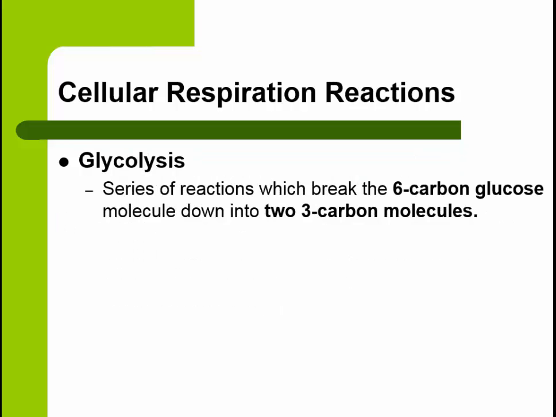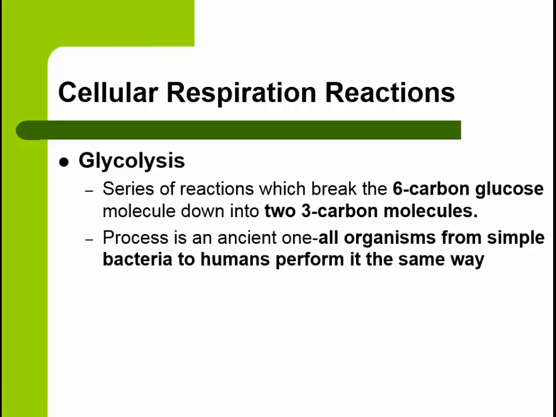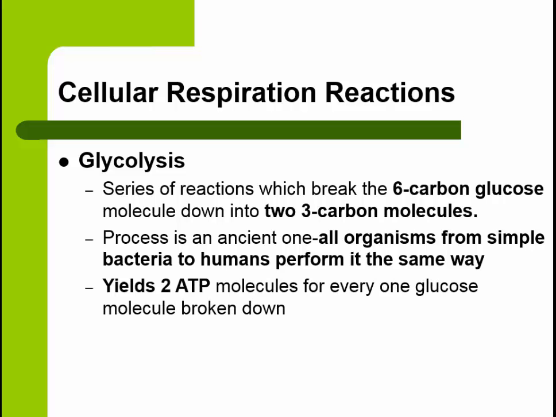So we have glycolysis, which is just a series of reactions which takes that 6-carbon glucose and breaks it down to 2 3-carbon molecules, and we call that pyruvate. But basically we're just taking the glucose and we're breaking it down. So this is one of the most ancient ways that all organisms, from bacteria to humans, got their energy. This yields 2 molecules of ATP for every 1 molecule of glucose that's broken down. So not a really big return on it, but enough of a return that our body does it.